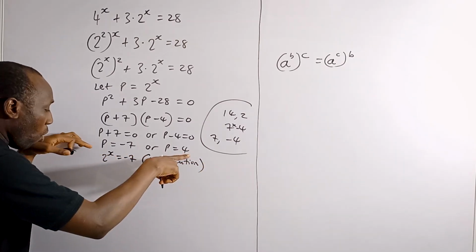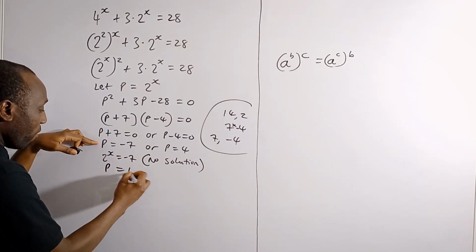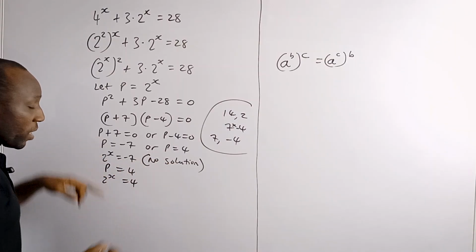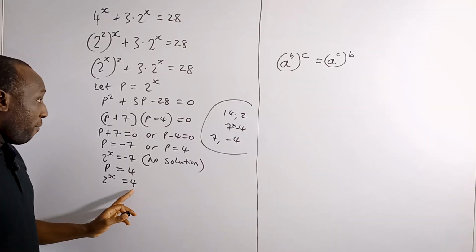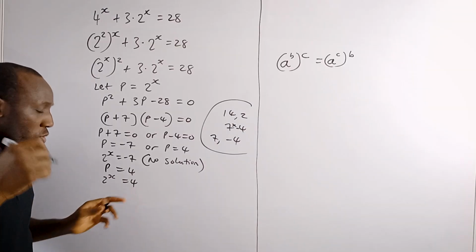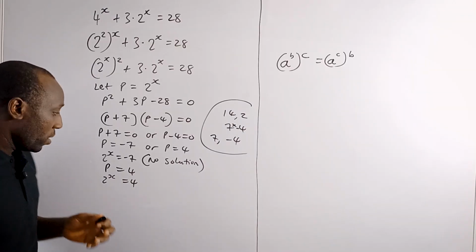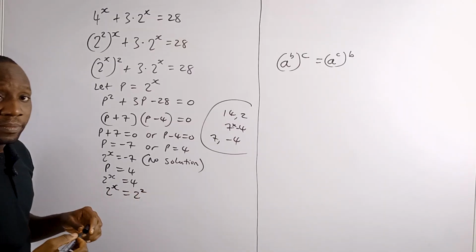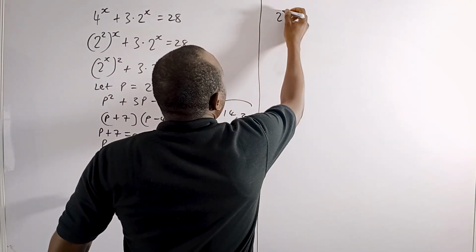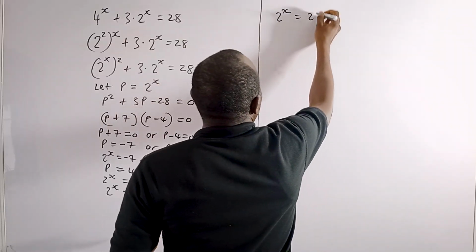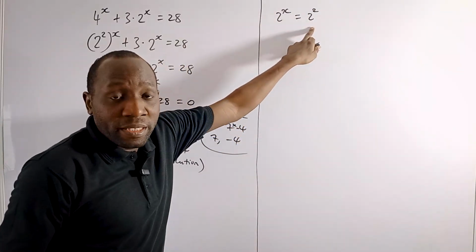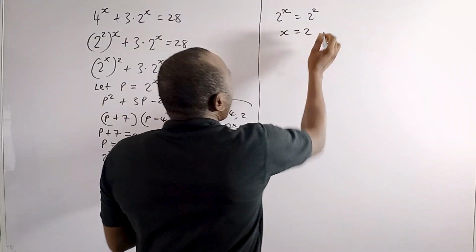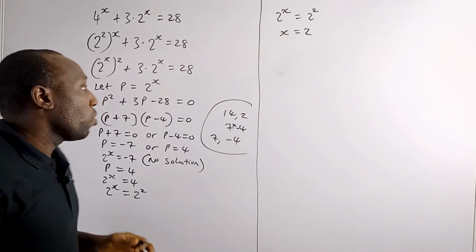So what about the next one? When p is equal to 4, remember p is 2 raised to power x, so 2 raised to power x is equal to 4. So I can rewrite 4 as what? 2 raised to the power of 2. So if you do that, you have 2 raised to power x is equal to 2 raised to power 2. Can you see that they have the same base? I will equate the exponent. So here, x is equal to 2. Now we have gotten the value of x.